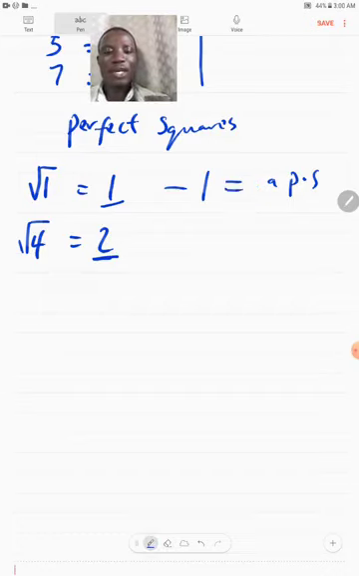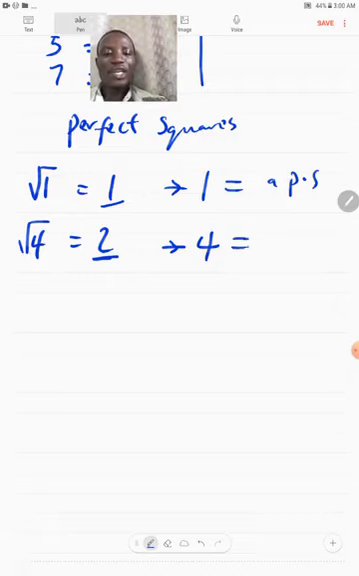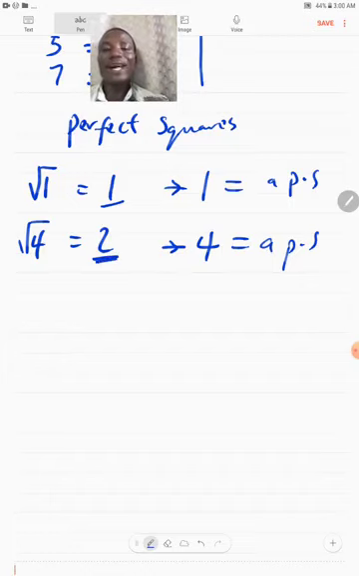Okay. Let me write that. 1 is a perfect square. Here, what it means is that what? 4 is a perfect square because it has whole number square roots.